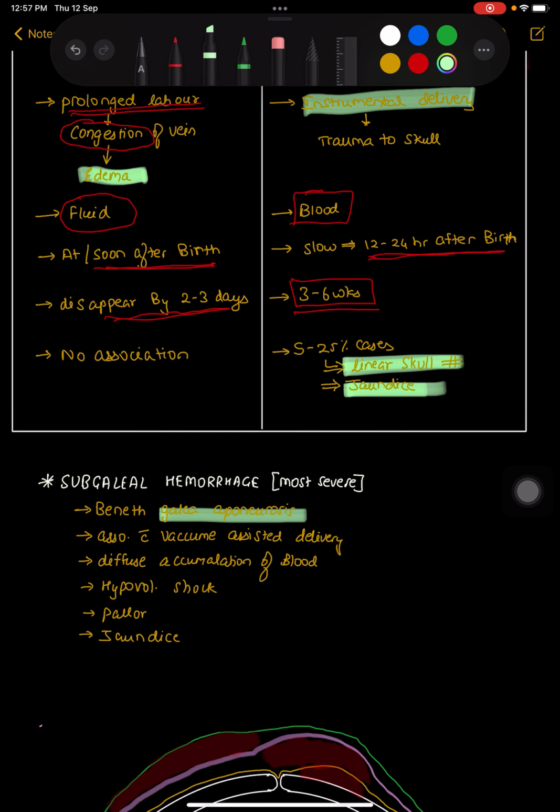It is also a diffuse accumulation as seen in Caput succedaneum. It causes hypovolemic shock because the amount of blood which gets accumulated here is very large compared to the above two conditions, due to which circulating blood volume reduces, therefore hypovolemic shock, plus the blood volume has decreased, therefore pallor. And here also hemolysis will occur in later stages, which leads to jaundice. I guess I'm pretty clear this time.